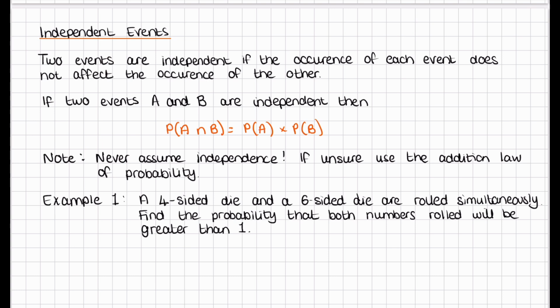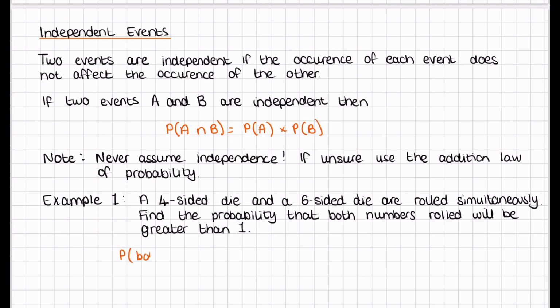So first example, a 4-sided die and a 6-sided die are rolled simultaneously. Find the probability that both numbers rolled will be greater than 1. Now with this, we know the events are independent because rolling the 4-sided die does not affect the rolling of the 6-sided die. So the outcomes of rolling each die do not affect the outcome of the other one. Therefore, they are independent.